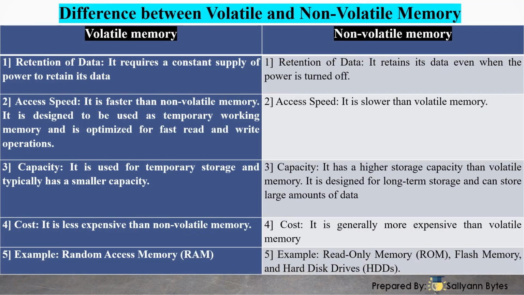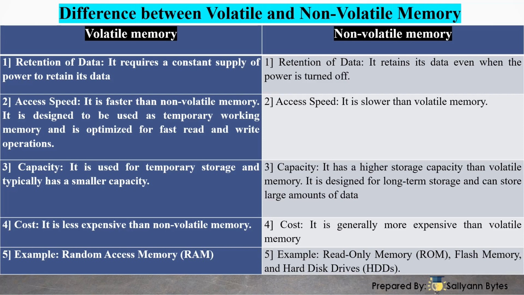Next, we can have a glance at the difference between volatile and non-volatile memory. Volatile memory requires a constant supply of power to retain its data, but non-volatile memory retains its data even when the power is turned off. Volatile memory is faster than non-volatile memory. It is designed to be used as temporary working memory and is optimized for fast read and write operations. But non-volatile memory is slower than volatile memory.